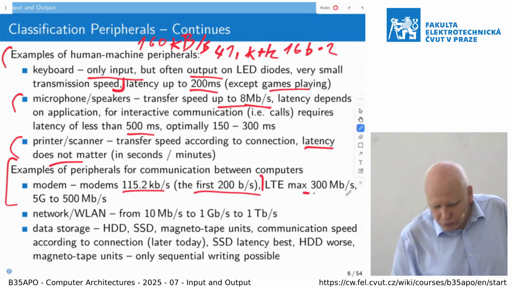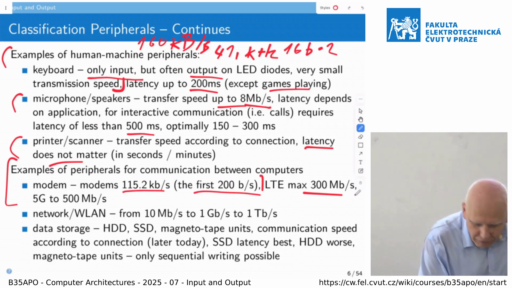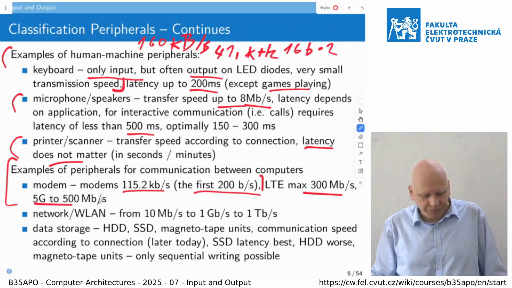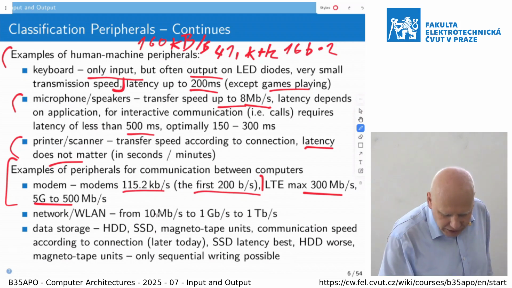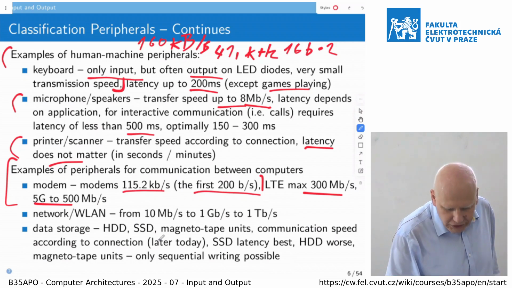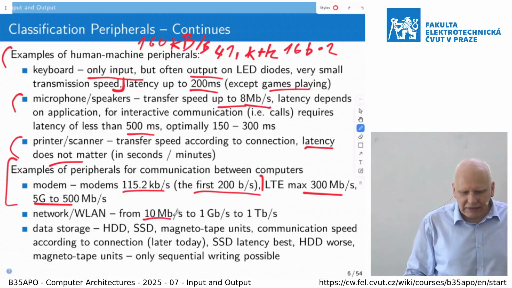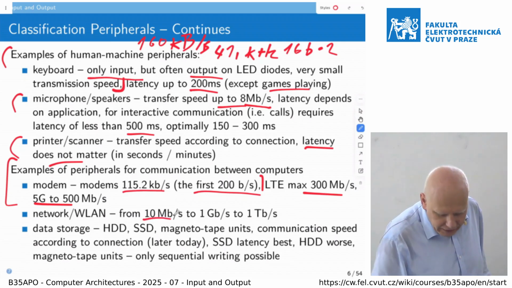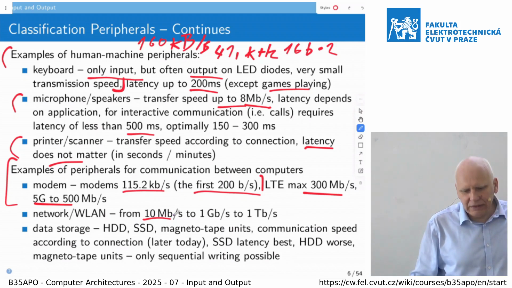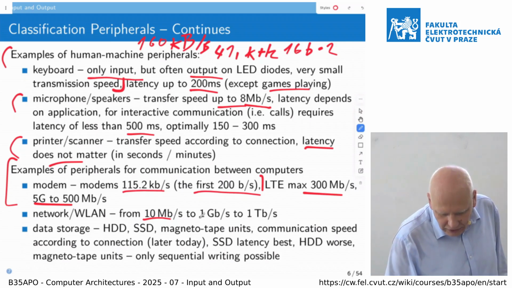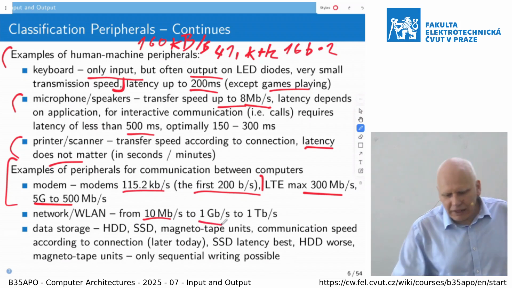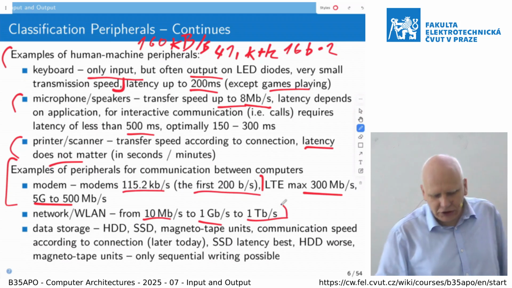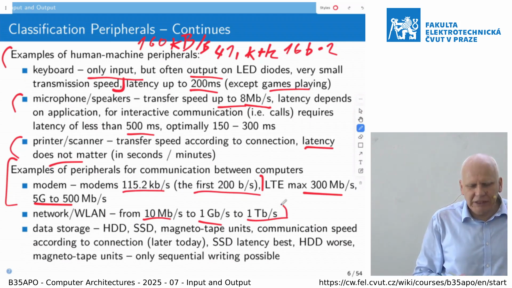Okay, if you go to LTE and 5G and so on, then the maximum bandwidth of the communication is much, much higher. If we go to the standard wired networks, then Ethernet started at 10 megabits per second, then 100, now it is usually 1 gigabit, but there are optical connections up to terabits per second.